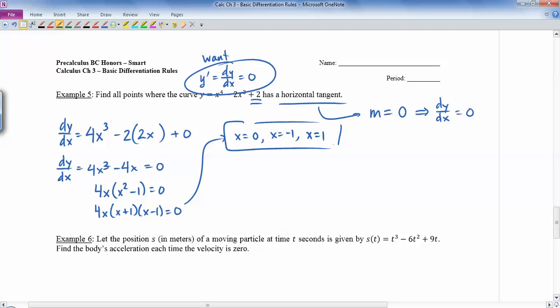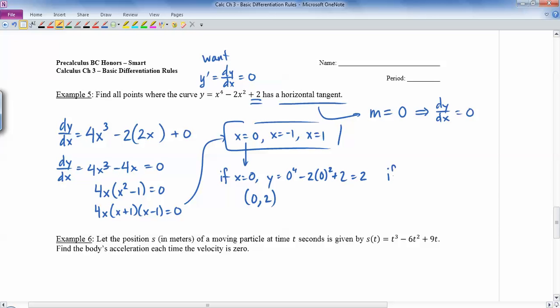So let's take a look at the points on the actual curve. When x is 0, y is going to be... let me write this out. If x equals 0, then y equals 0 to the 4th minus 2 times 0 squared plus 2. So that's 2. So then I know at the point (0, 2), I get a horizontal tangent.